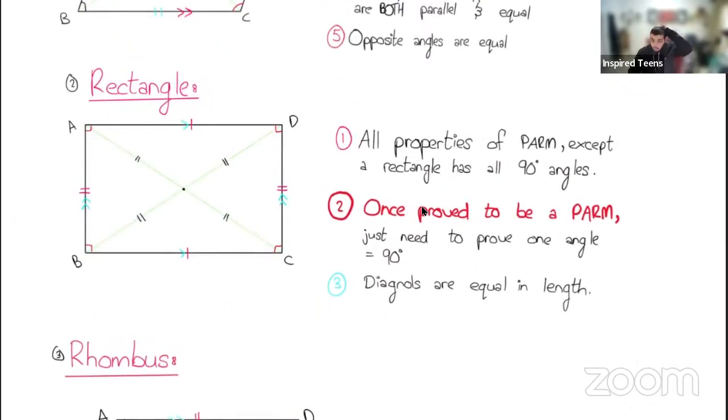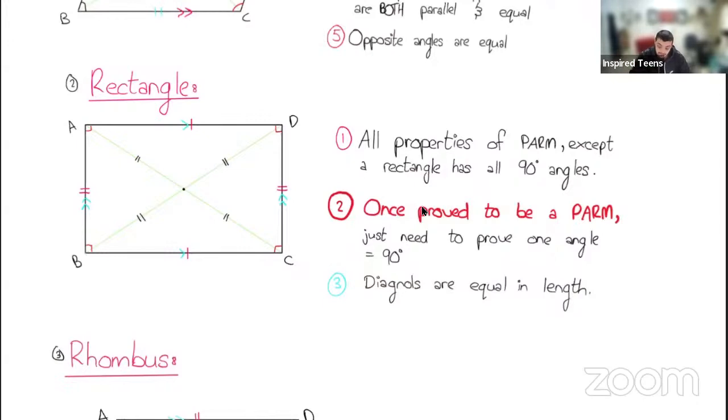Rectangle: all properties of a parallelogram, except a rectangle has all 90-degree angles. So it's exactly like a parallelogram, except it has 90-degree angles. Once you prove something to be a parallelogram, you just need to prove one angle is 90 and then you're done. This is maybe more grade 8, proving that it's a parallelogram, but it's a possibility that they might ask it here or in Euclidean.